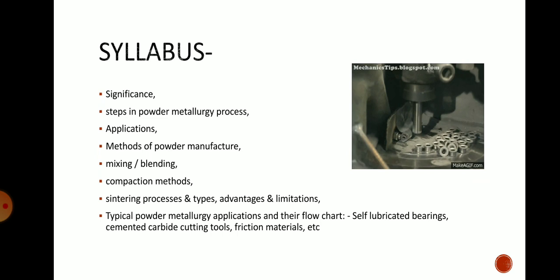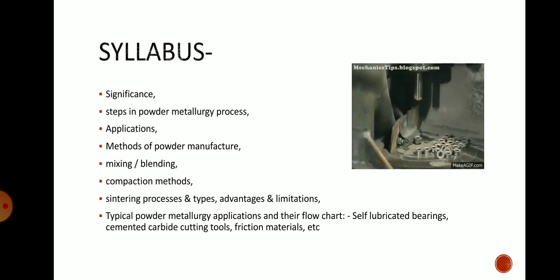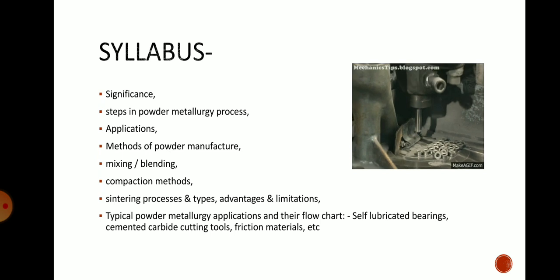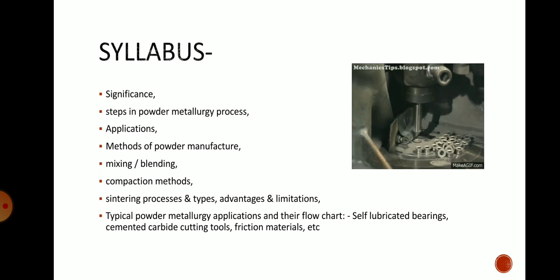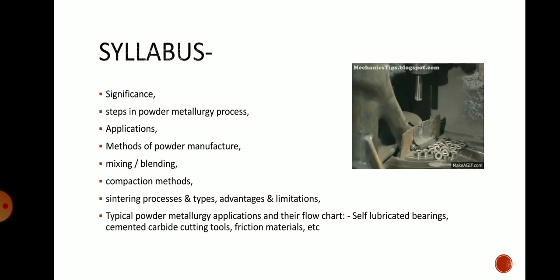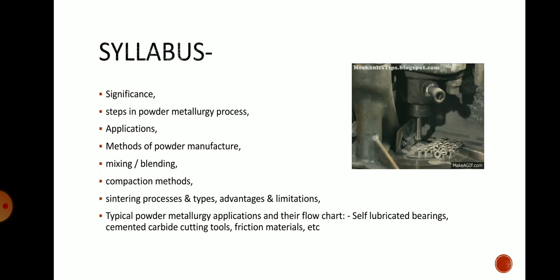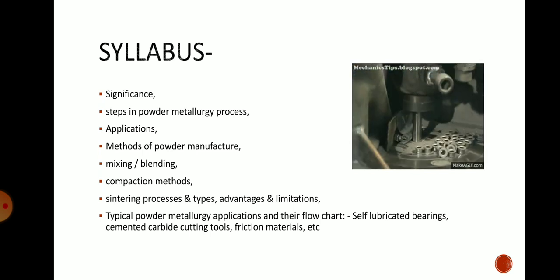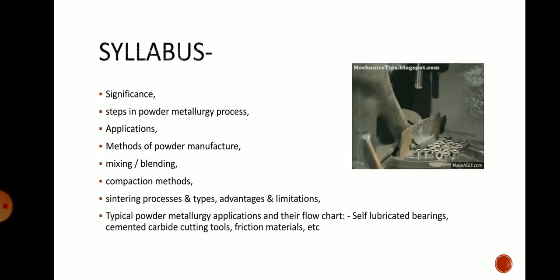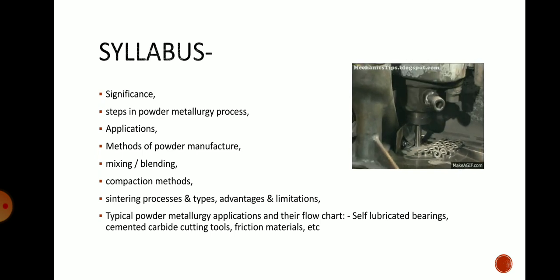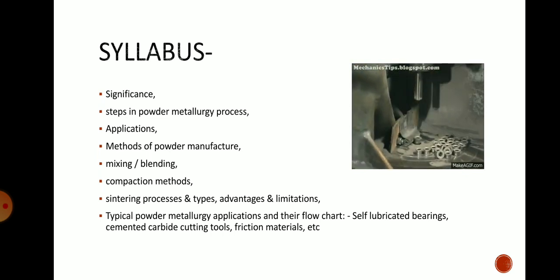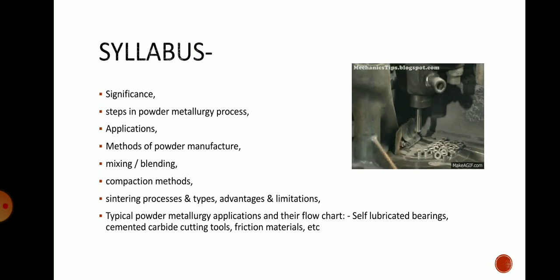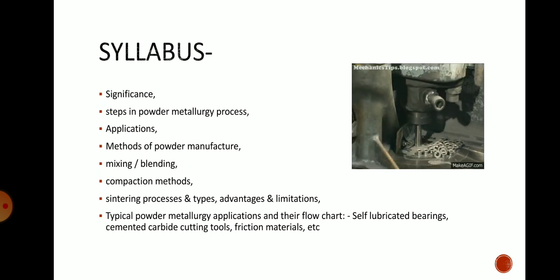Before studying, we will look at the syllabus of this chapter. In this chapter we will see the significance of powder metallurgy, that is, the importance of why we must use powder metallurgy in a few cases. Next, the steps in powder metallurgy, the applications of powder metallurgy, and then the methods of powder manufacturing, the various methods used for producing powder.